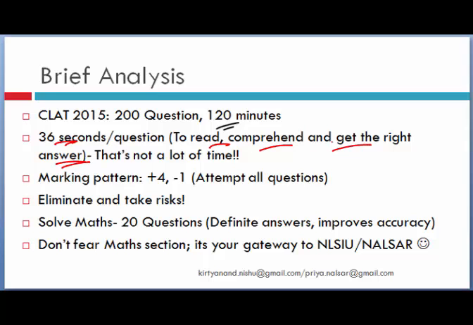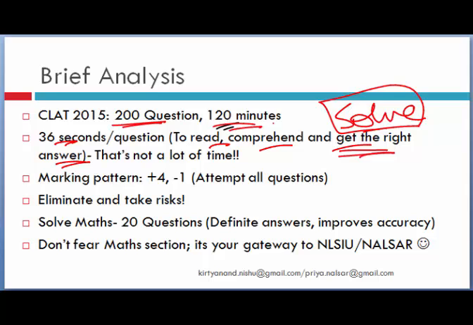Now remember, you have to get the right answer. You don't actually have to solve the question. Getting the right answer and solving the question are two different things. If you get into solving the questions on every occasion in a speed examination like this, where you have to do close to 200 questions in 120 minutes, you will always come a cropper.